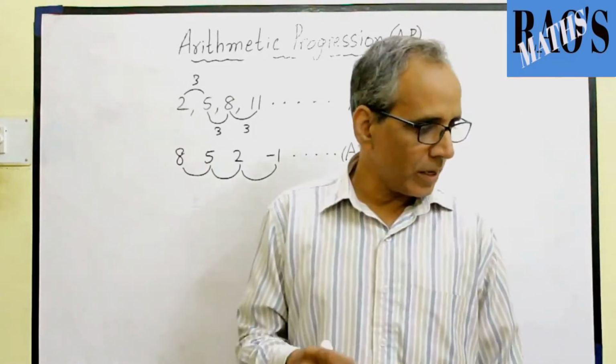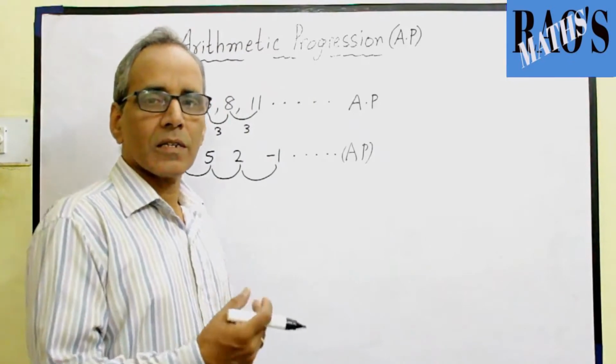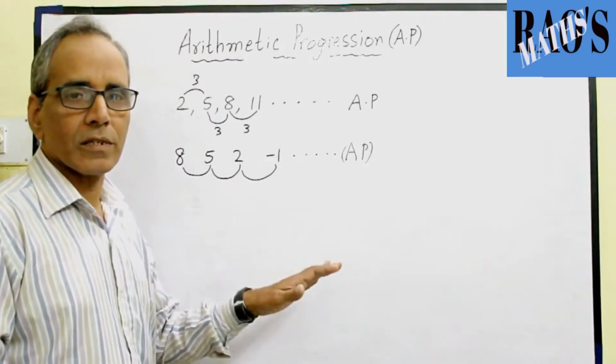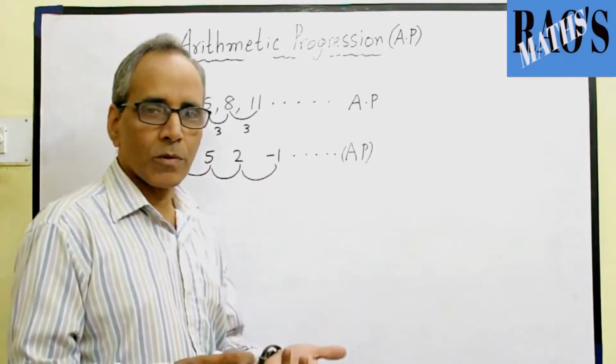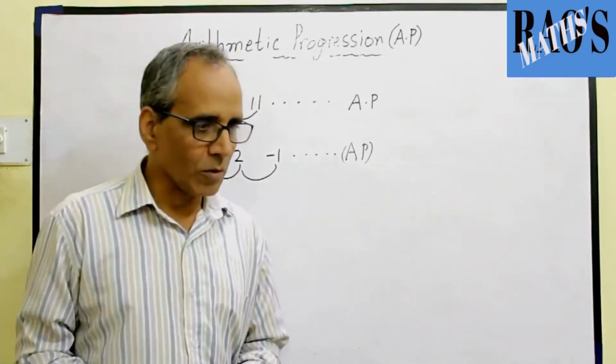Okay. So an arithmetic progression is a series of numbers where the difference between any two consecutive numbers is the same, fixed or constant. It may increase or decrease. The difference may be a positive or negative value. We call such a series an arithmetic progression.